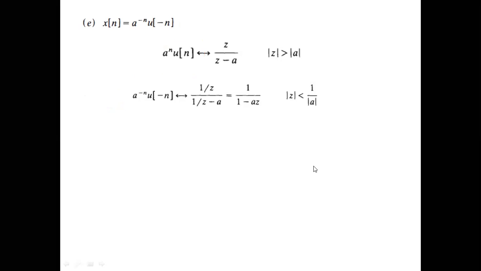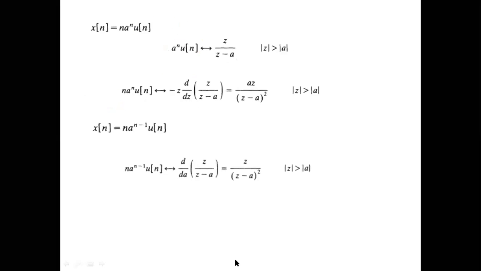Now, next one. Very interesting one. What sort of question is this? Here, n into a to the power n into u of n. If we were to stick to the formula, we would have to do the summation from 0 to infinity of n into a to the power n into u of n.